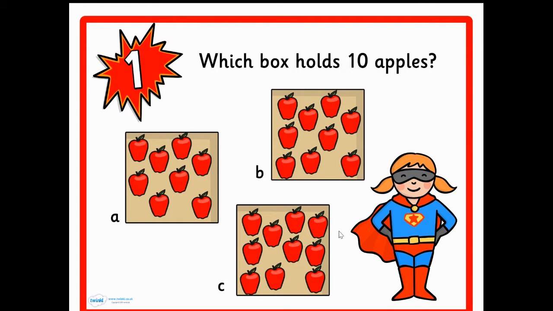Oh, I was correct. So let me see if A and B have as many apples. 1, 2, 3, 4, 5, 6, 7, 8 in A. 1, 2, 3, 4, 5, 6, 7, 8, 9 in B. So I could tell that the most apples were in C and it looked like about 10. So I guessed my answer first of all, then double checked to see if I was right.